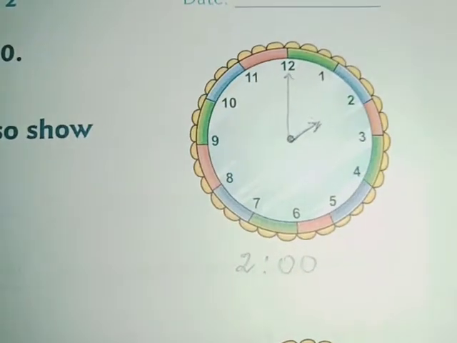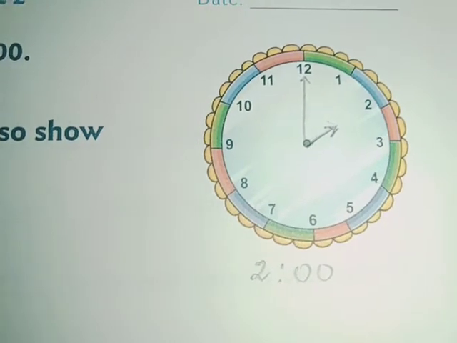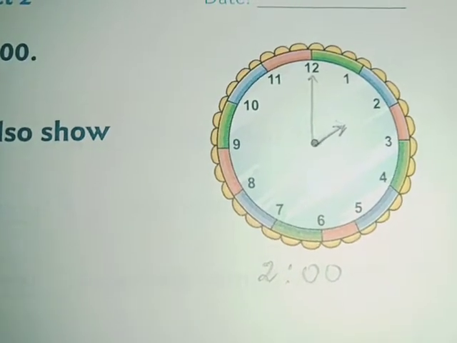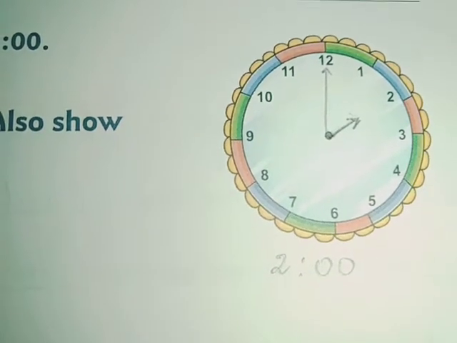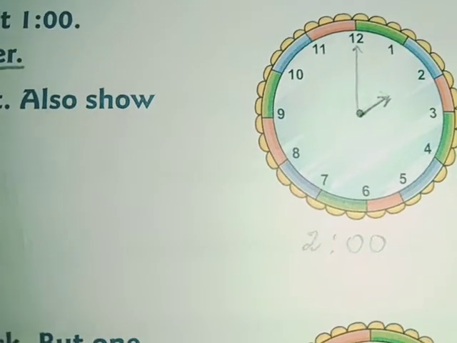And here a clock is given. I have drawn the hands because it is 2 o'clock. So the hour hand will be pointing towards 2 and the minute hand will be pointing towards 12. And below the clock the time is also written.